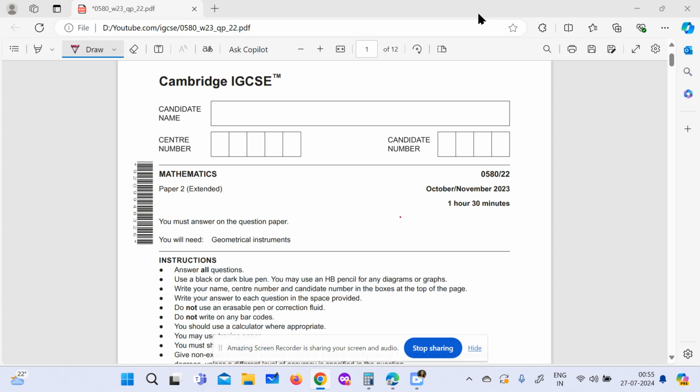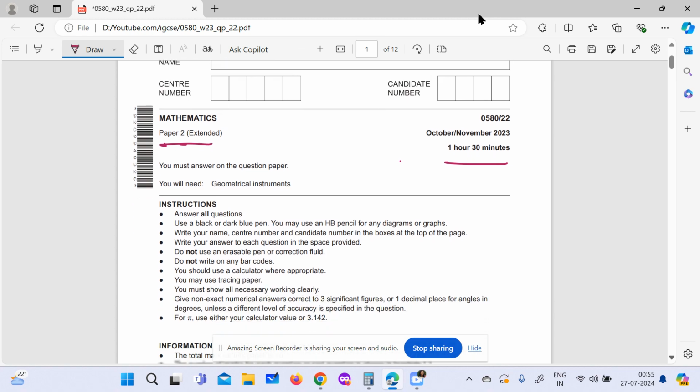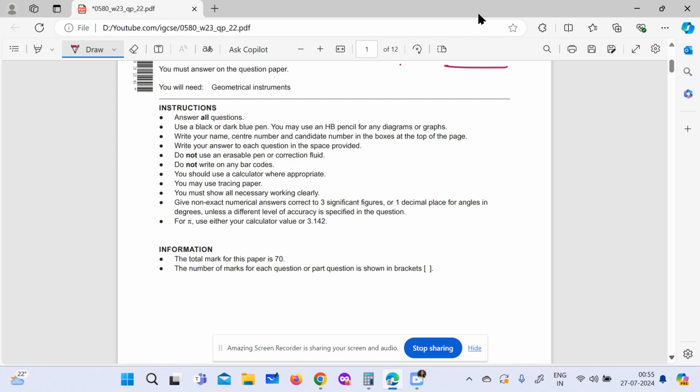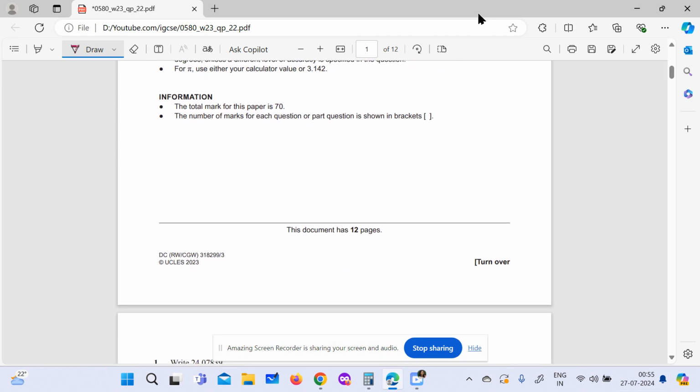Today we are going to solve paper 2 of the 0580 extended paper, October November 2023. This is paper 2 extended and the time limit is 1 hour 30 minutes. Okay, so we are going to do it as an explanatory session. So let's see. This paper is for 70 marks.